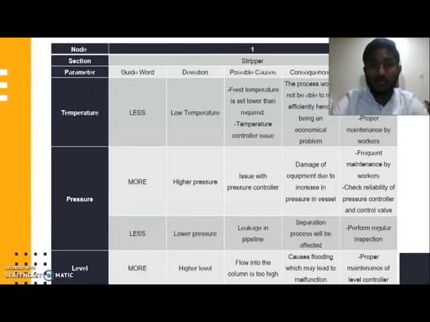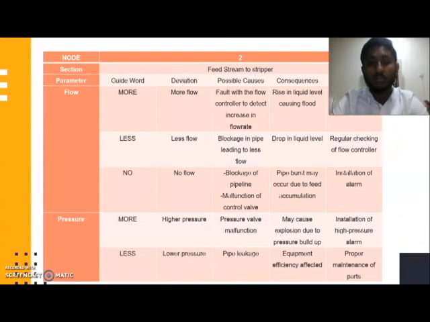This first node is for the stripper and it explains the guide words used for temperature. Parameters used are temperature, pressure, and level. Action is basically to use alarm where appropriate, and mainly to check the reliability and also to have proper maintenance, which most times is sufficient for any issues. Node 2 is the feed stream to the stripper. You can see the parameters used are flow and pressure, and same in action.